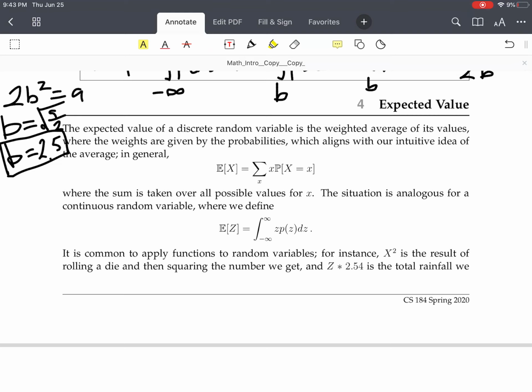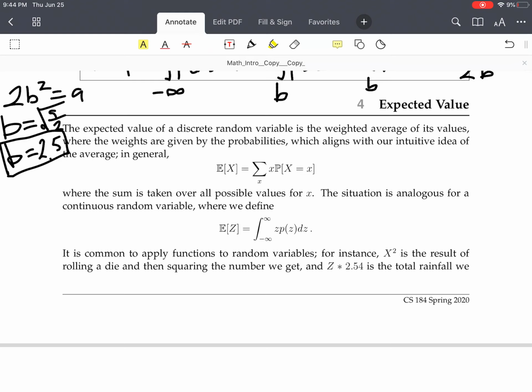The expected value is the weighted average of its values, where the weights are given by the probability. So essentially, if we look at this equation right here, the expected value of x is the value of x times the probability that it is that. So x times the probability that X is equal to x. And we take the sum over all possible values. This is a pretty intuitive idea. It's basically like, what number am I getting, times how likely am I to get this? And we sum them all up, and that's the expected value.